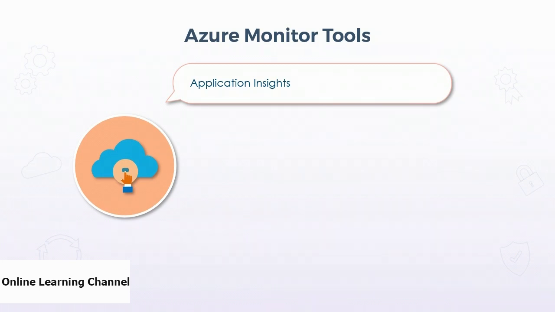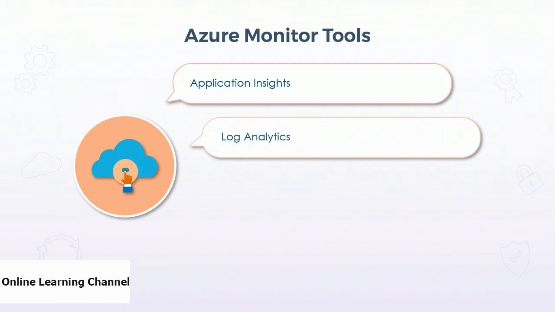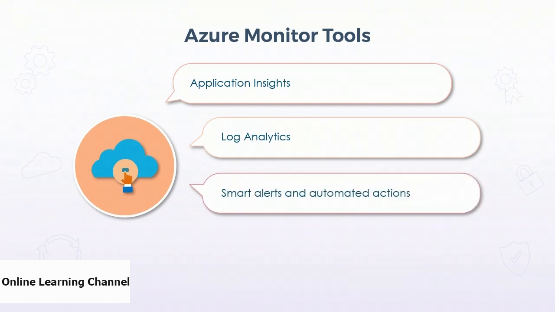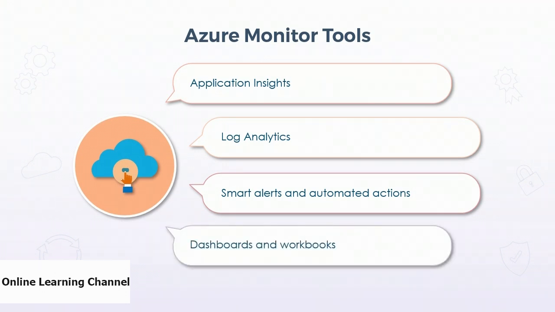We can also drill into our monitoring data with Log Analytics. So if we have something we want to troubleshoot or do deep diagnostics on, we can drill down using Log Analytics from the log files of that service. We can incorporate smart alerts and automated actions. That gives us flexibility and elasticity because we can create smart alerts and then program some automated actions to scale up or scale down based upon those alerts. And we have dashboards and workbooks, so we can view everything visually using the Azure dashboards and workbooks.